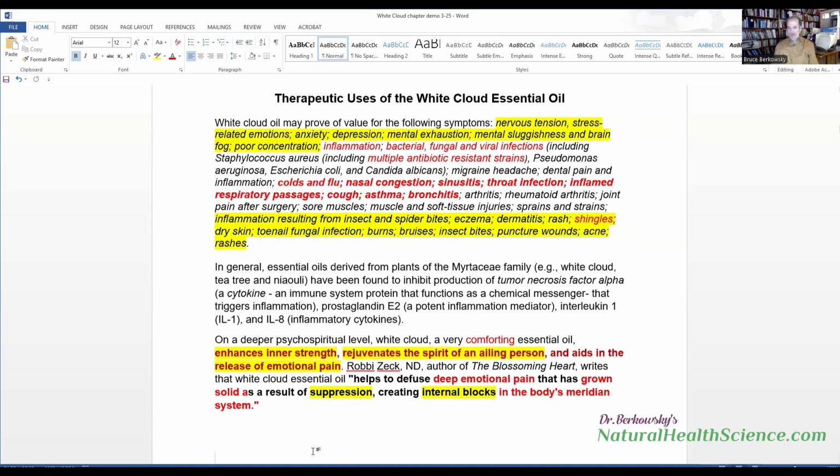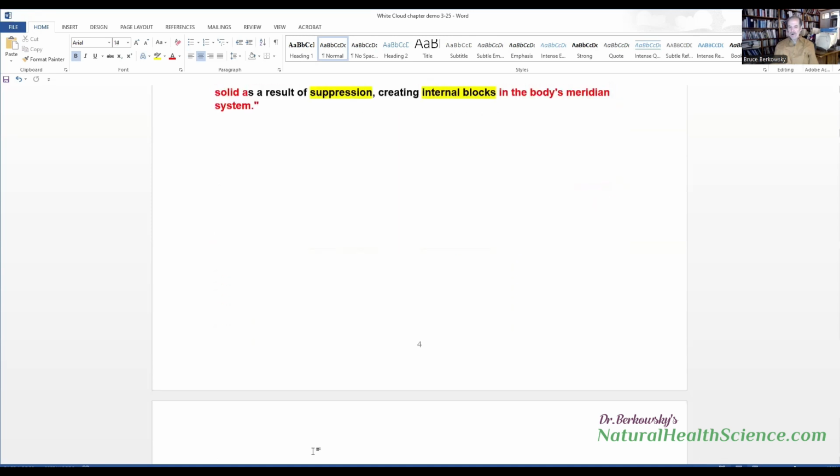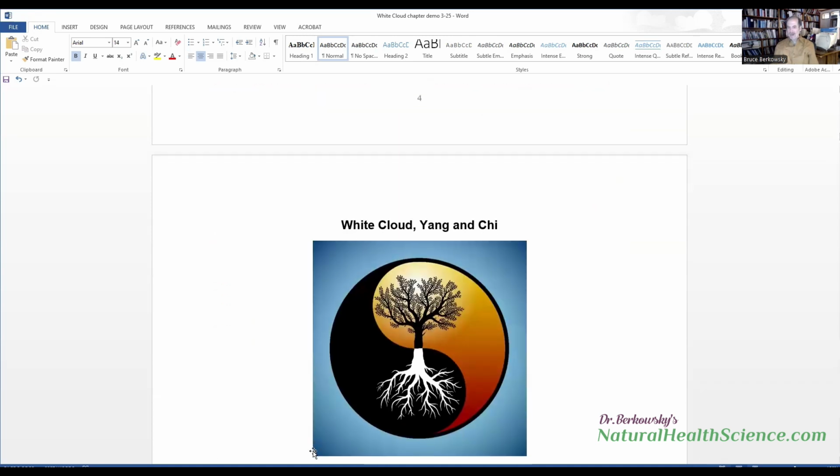So here's where we're going to pick up with part 2. White cloud, yang, and qi. So I will see you again soon. Let's just stop this share. Here we are. So we will be back in part 2 with white cloud, yang, and qi.